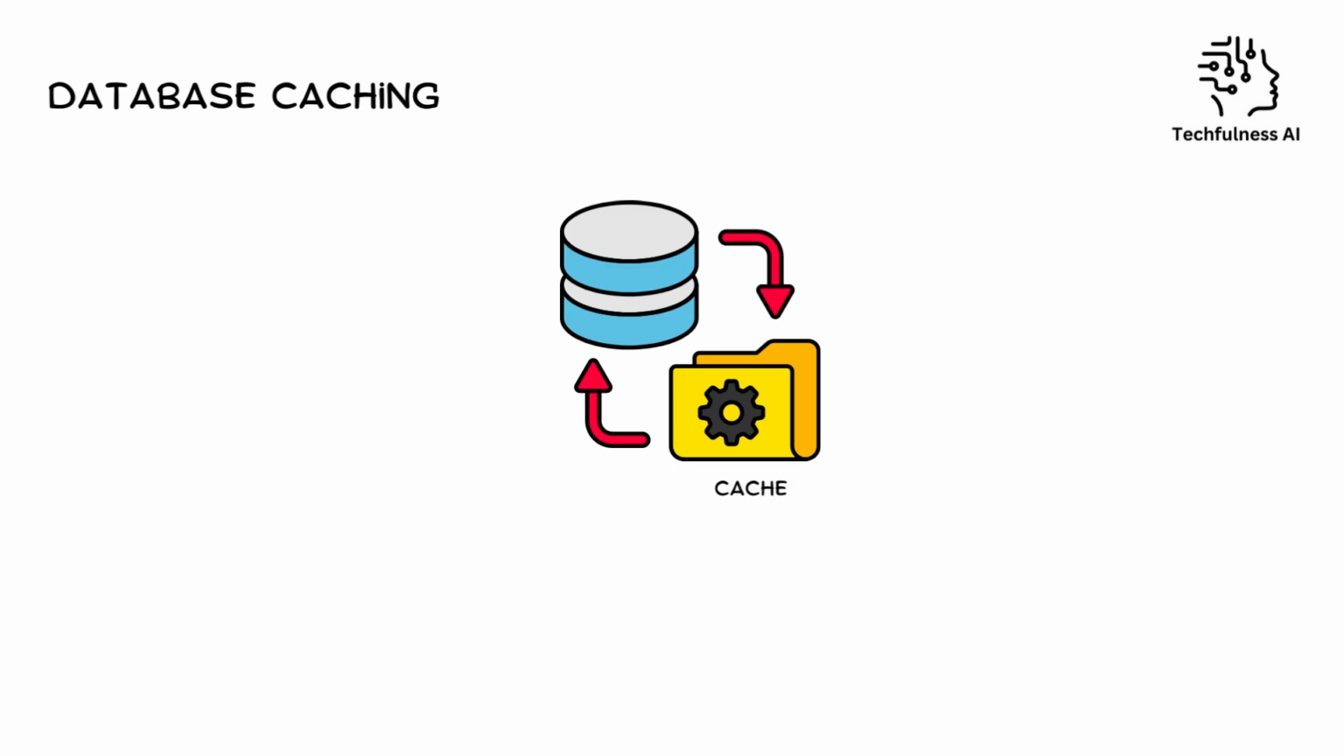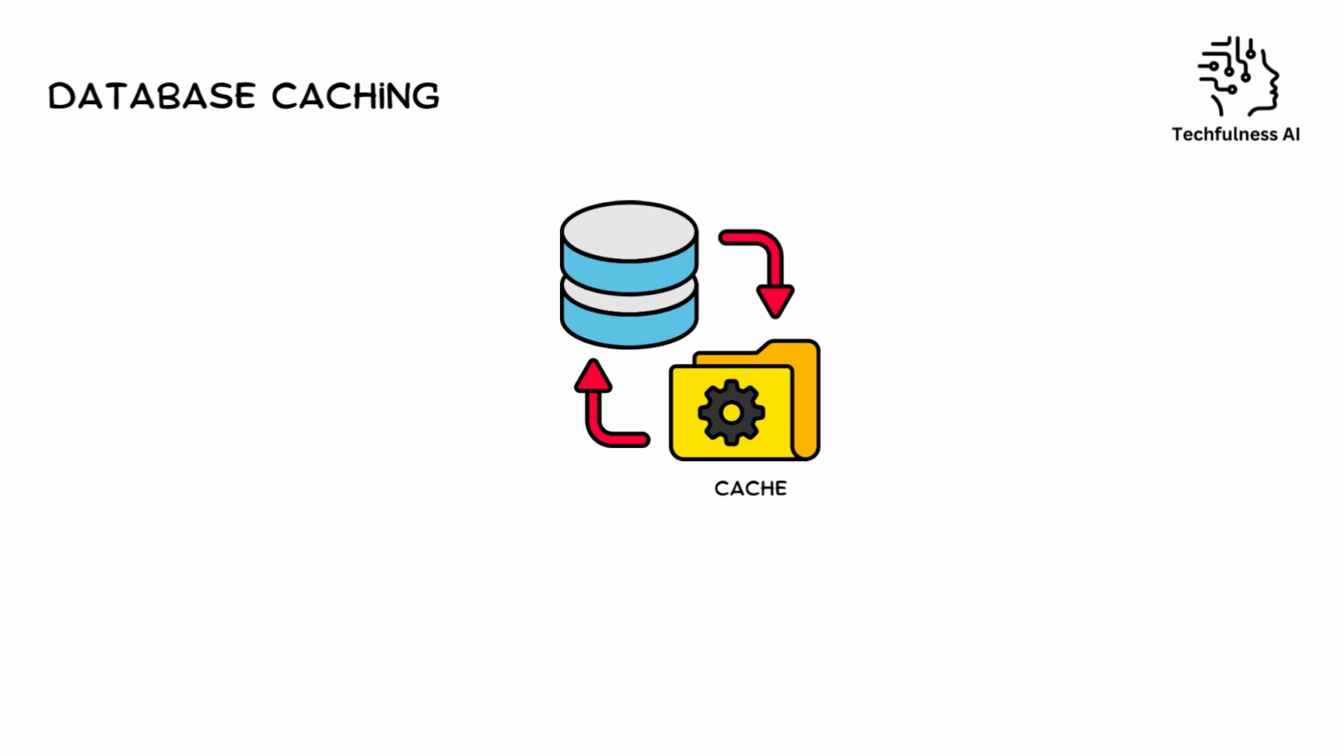Database caching is another key caching mechanism, which involves storing frequently accessed database queries or results in a cache, usually in memory, to reduce the need for repeated database access. This is commonly used in database-driven applications.